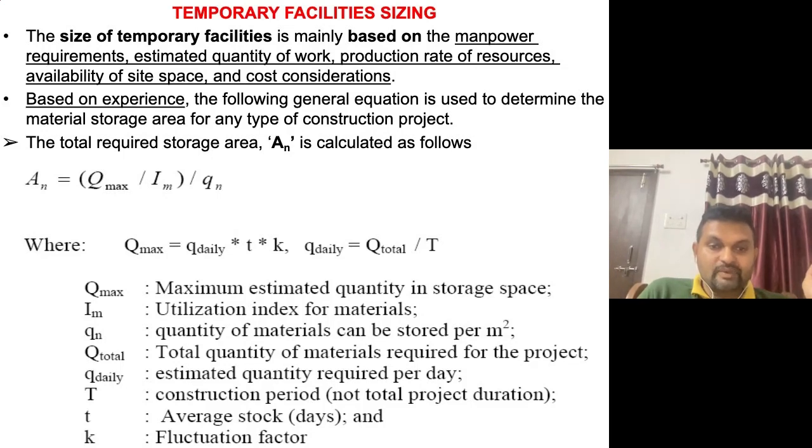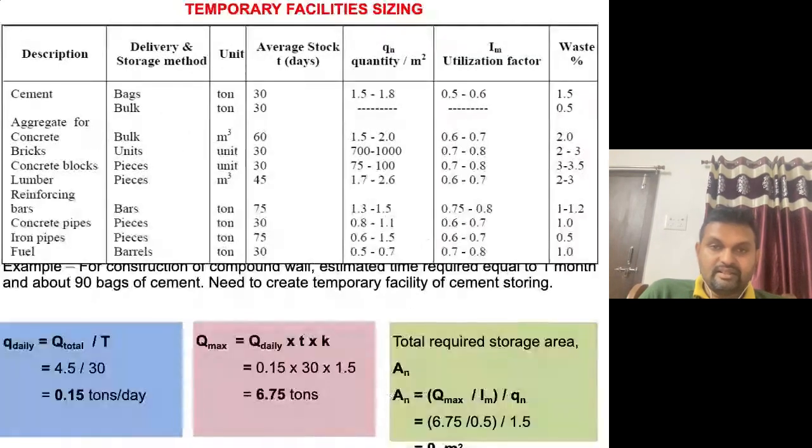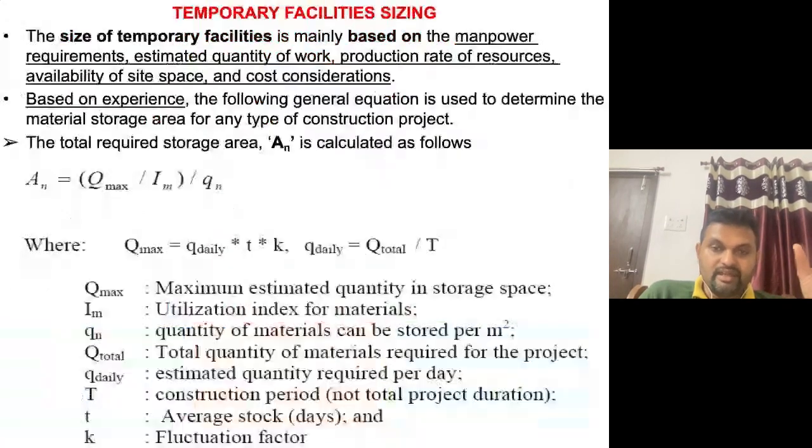Fine. So once I have calculated the Q max, I just need to put it into my main formula. Area required equals Q max divided by IM. IM, as we have seen, is in the second last column, the utilization factor, so I can get the value from here. I put it here, divided by QN. What is that QN? That is the quantity of material that can be stored per square meter.